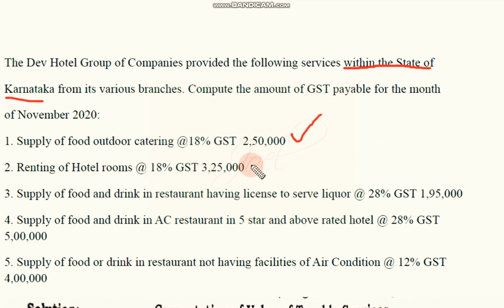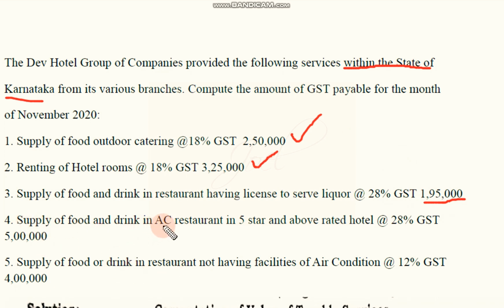Then renting the hotel rooms, again same type of service, 3,25,000 into 18%, divide that amount into two parts. In that way you will solve that. Next, supply of food and drinks in restaurant having license to serve liquor. So again he has given some service where amount is 195,000. You will multiply it with 28%. You will get the amount, divide it equally, and you are supposed to write it under SGST and CGST column.